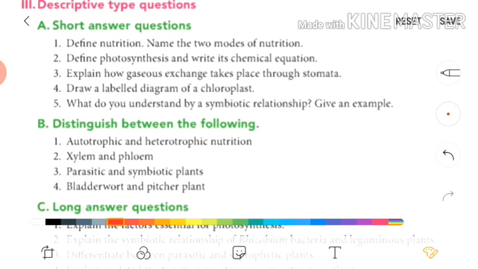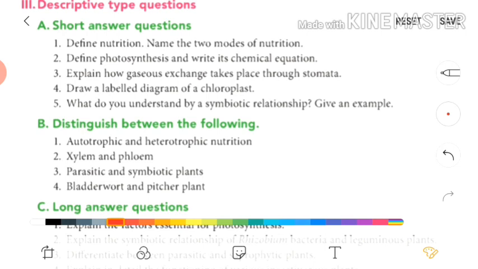Second question: define photosynthesis and write its chemical equation. Photosynthesis means that in the presence of carbon dioxide, water, chlorophyll and sunlight, green plants can manufacture their food. This is called the photosynthesis process. Glucose will be produced and oxygen will be released. This is the chemical equation and the definition of photosynthesis.